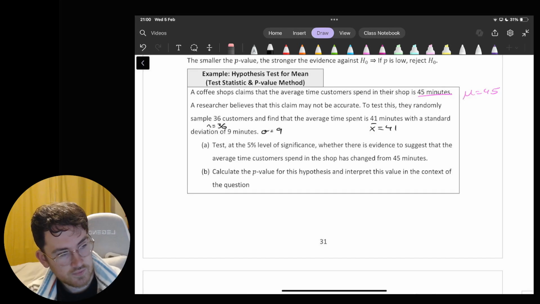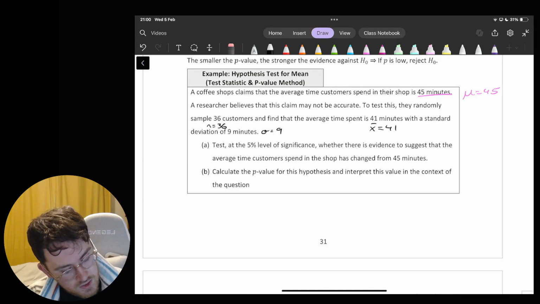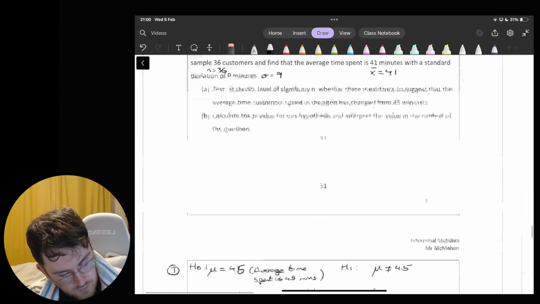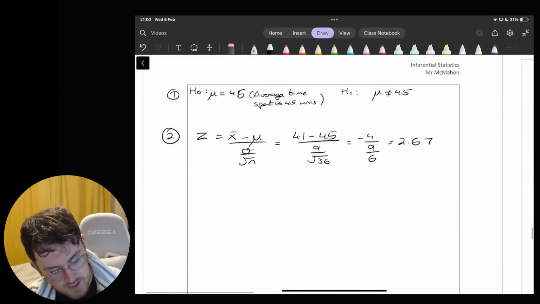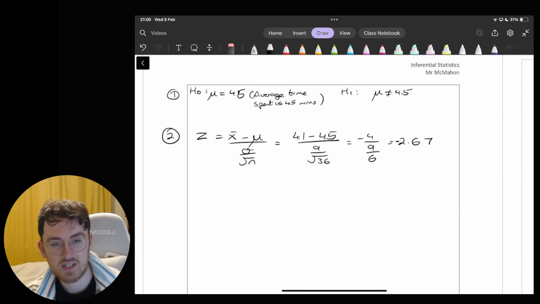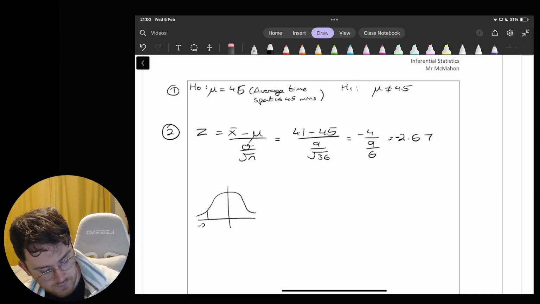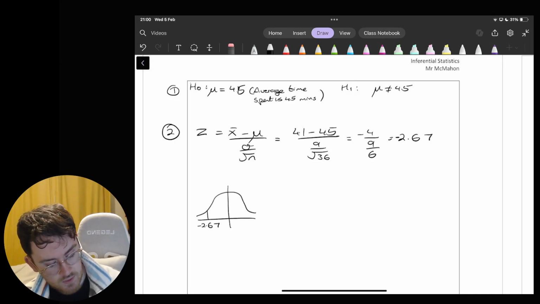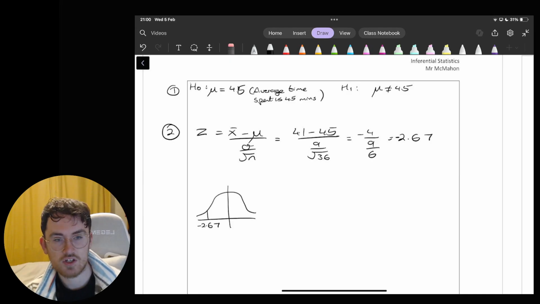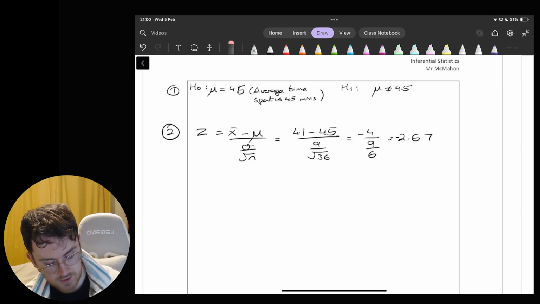Okay, so let's have a look at that. So 41 minus 2.67. So we are looking for the probability that we get a value of minus 2, or no, sorry, I'm not looking for that yet. I'm just looking at my z-score.